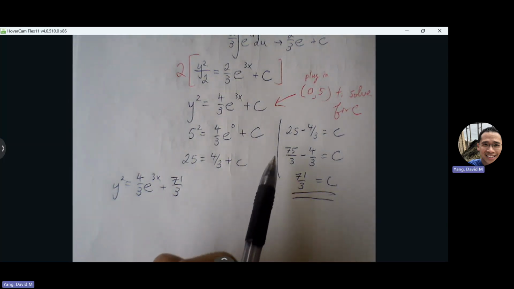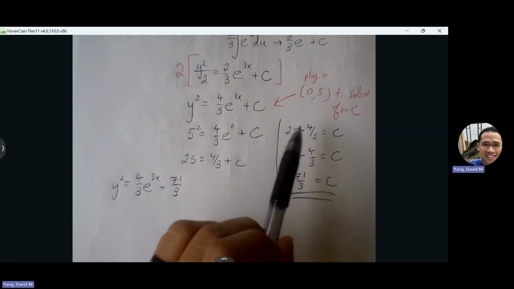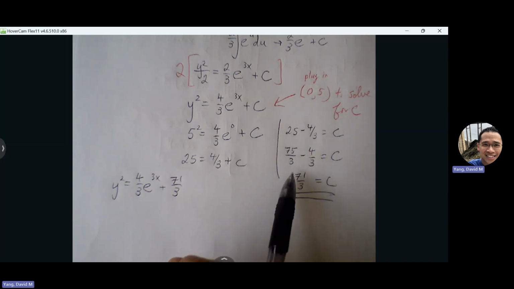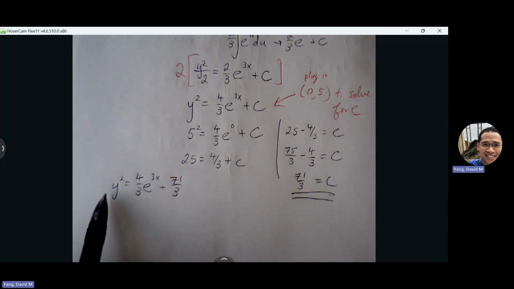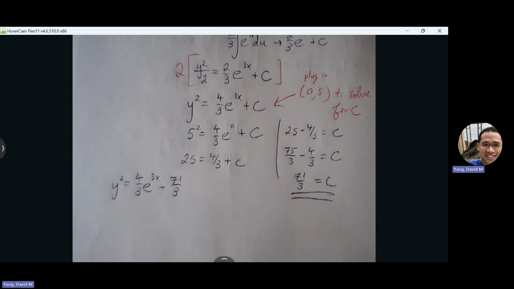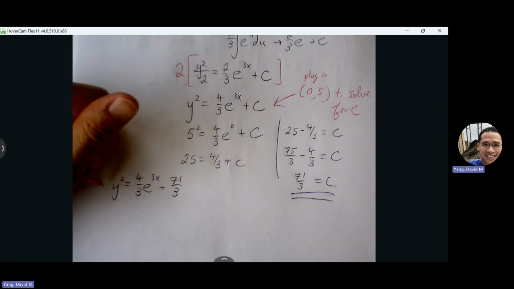So I solve for c. C is 25 minus 4/3. You can use your calculator. I just did common denominator, and I got 71/3. In this case, I do have to involve square root to get that y down.